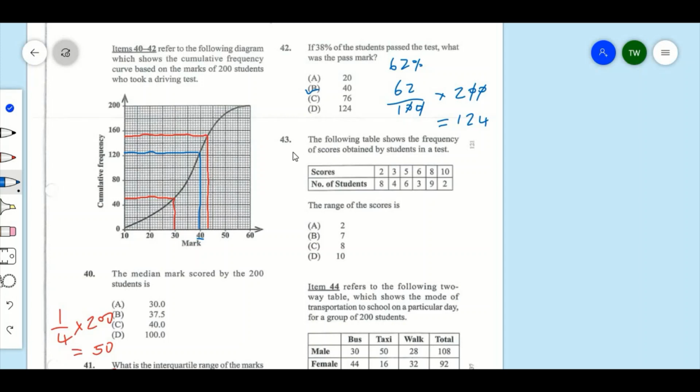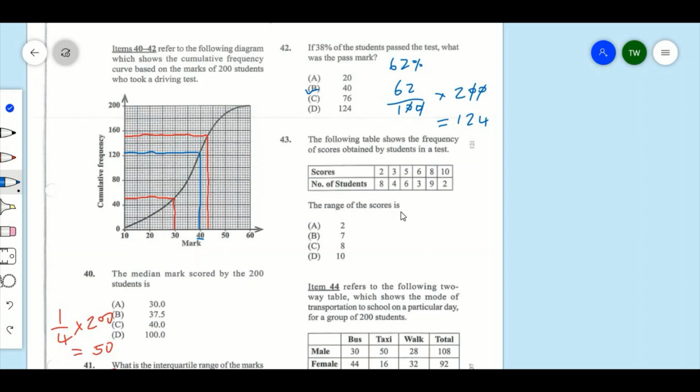Item 43. The following table shows the frequency scores obtained by students in a test. So here in the first row, we can see the scores. In the second row, that is the frequency. Then the question asks, the range of the scores are.